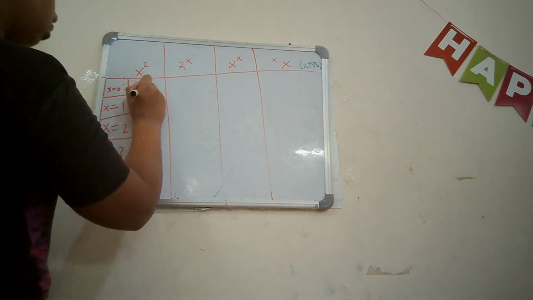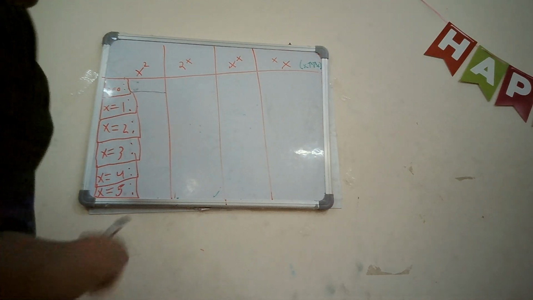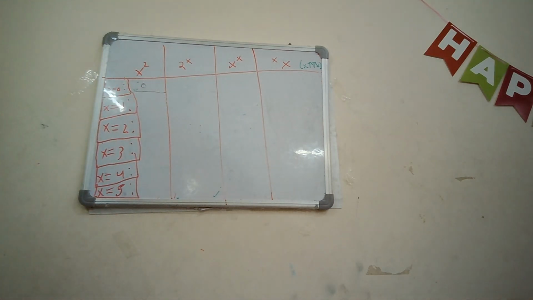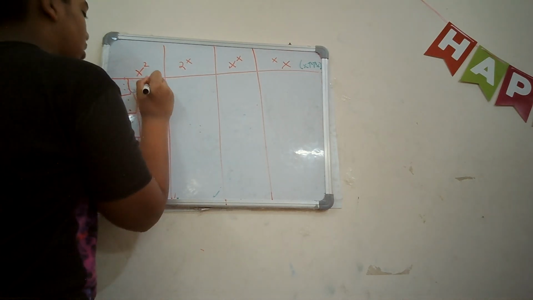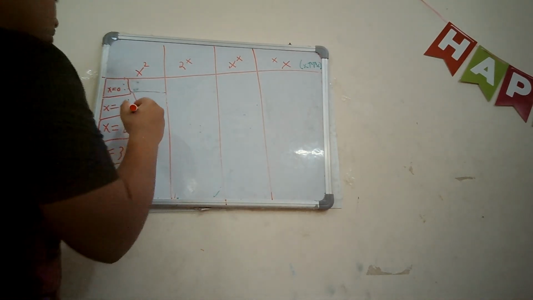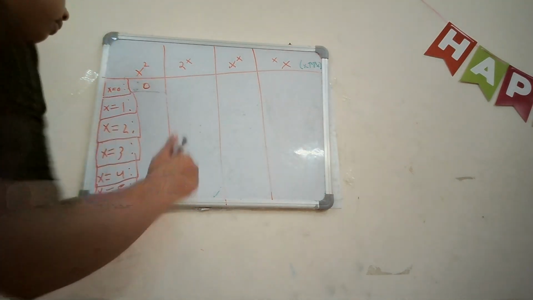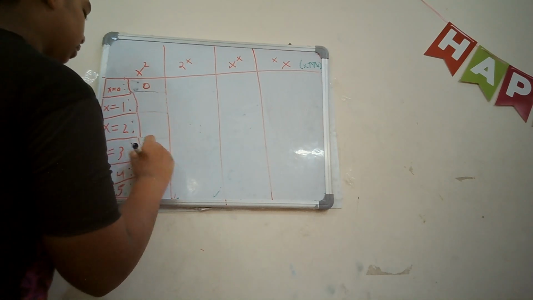For 0 we get 0 squared, and the square of 0 is just 0. So let's write down 0 right here. I'm going to use a red pen. So for the first one we have 0, because the square of 0 is 0.